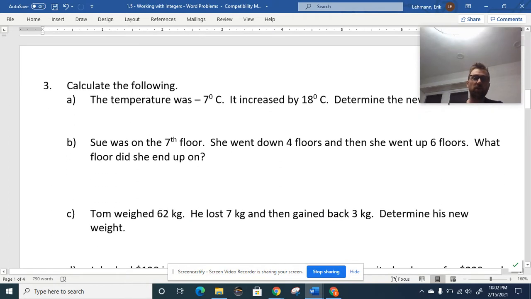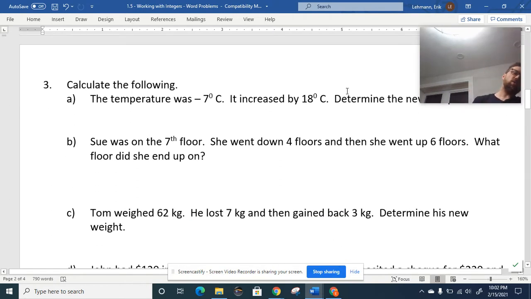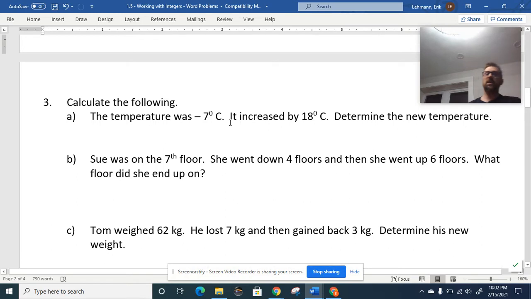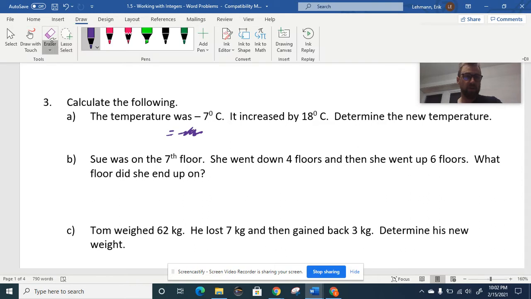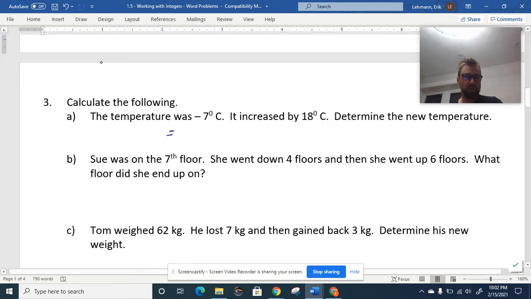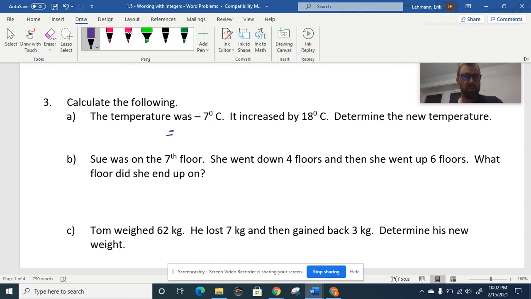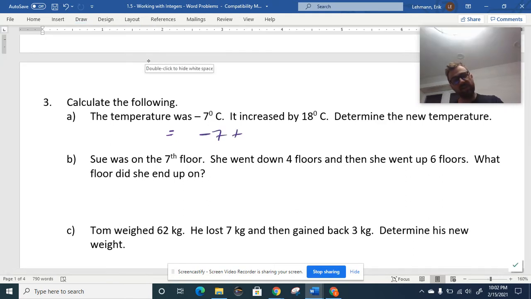So when you read these word problems that follow, you now go, all right, the temperature was -7. It increased by 18. Determine the new temperature. Whoops, sorry, -7. Erase that. -7 plus 18. We're going to use our calculator, our number line, or our head, and we end up with a positive 11 degrees Celsius.